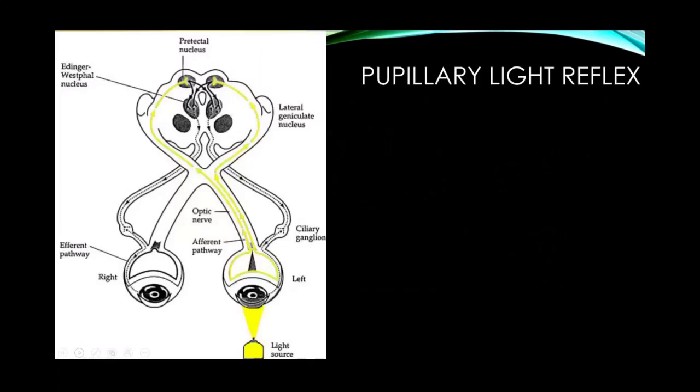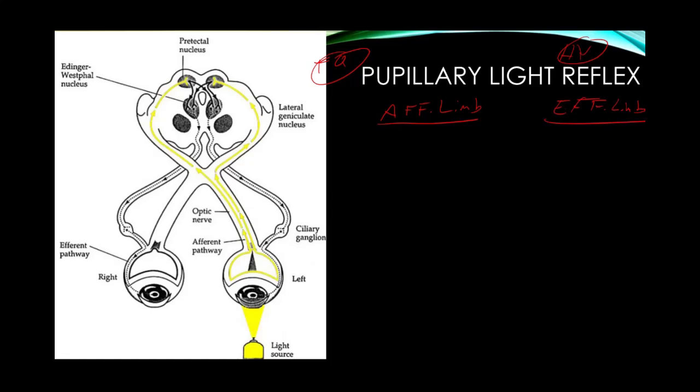Pupillary light reflex. This is also very high yield. Let's ask a test question on this. The afferent limb, be familiar with these terms. Afferent limb or pathway, you'll see that too, and the efferent limb. If you can keep this straight, you can get any question right. It's actually simpler than it seems.